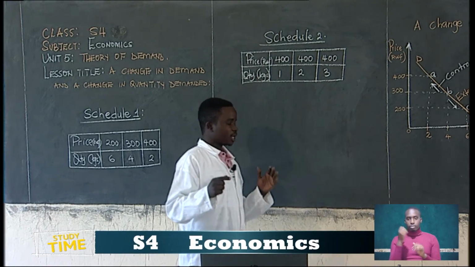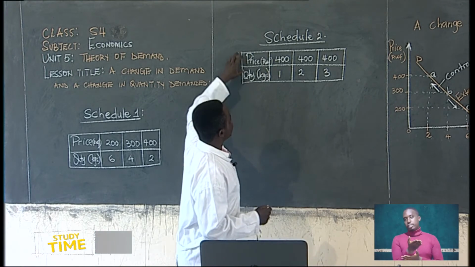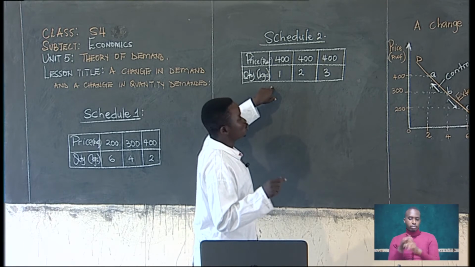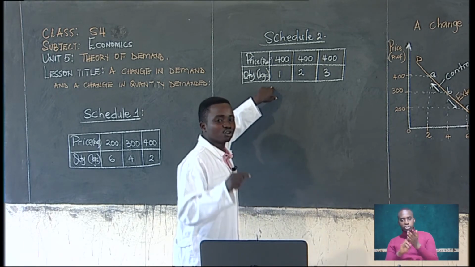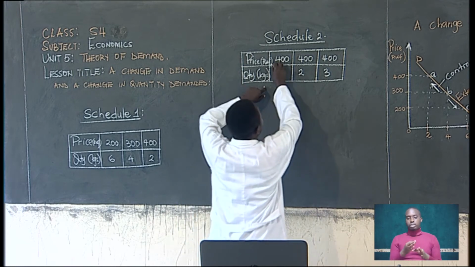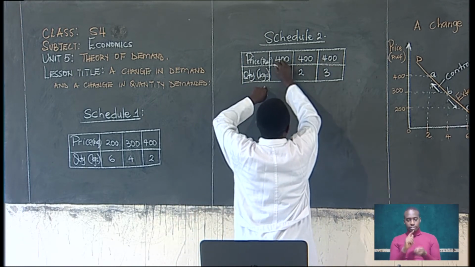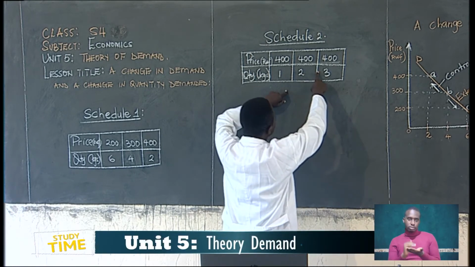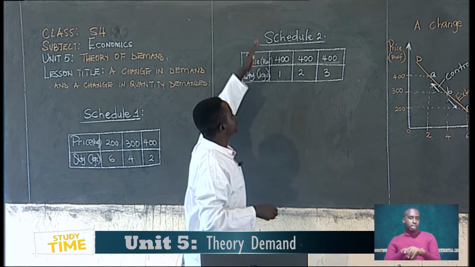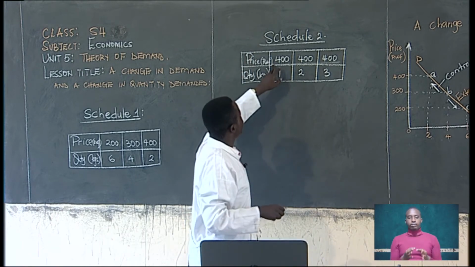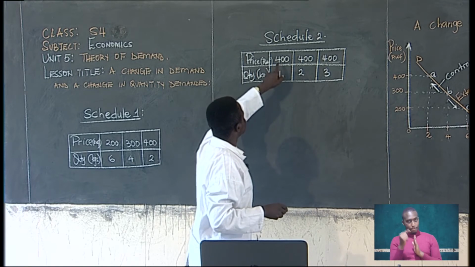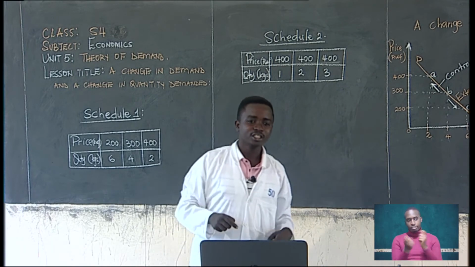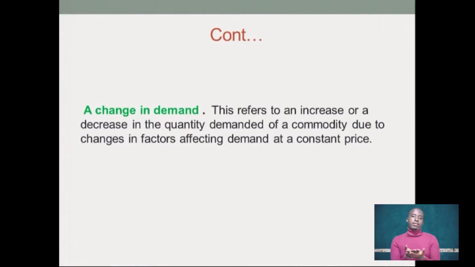So you can check how you can explain this. It refers to a decrease or an increase in the quantity demanded of a commodity due to other factors influencing or affecting demand at a constant price. Other factors cause a decrease or an increase in the quantity demanded of the commodity, but remember one condition, at a constant price. So there is a change in demand.